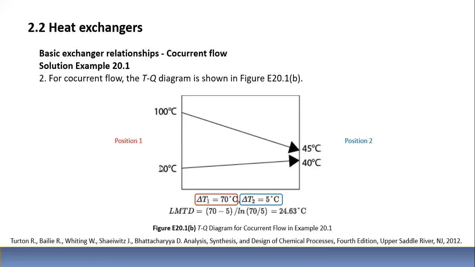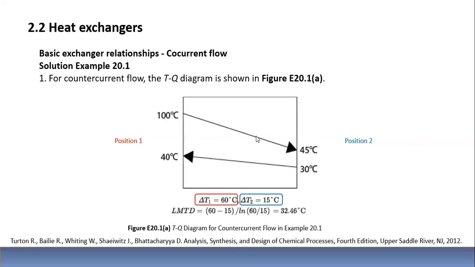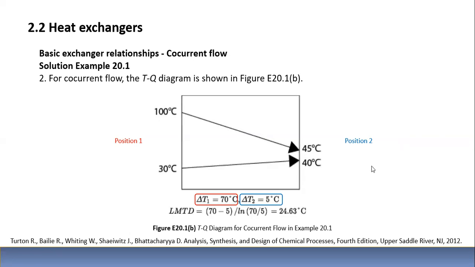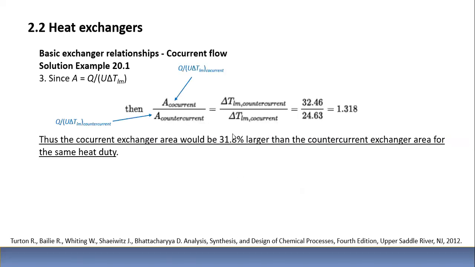So now we have both streams coming in on the same side, and both streams leaving the exchanger on the opposite side. Here we have delta T 100 minus 30, which is 70, and 45 minus 40, which is 5. That will make 70 minus 5 divided by natural log of 70 divided by 5, which is 24.63. So now you're seeing that in a countercurrent operation, LMTD is 32.46 versus in a concurrent operation, LMTD is 24.63.